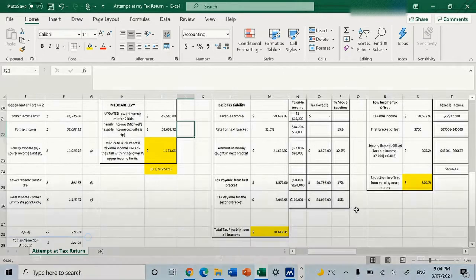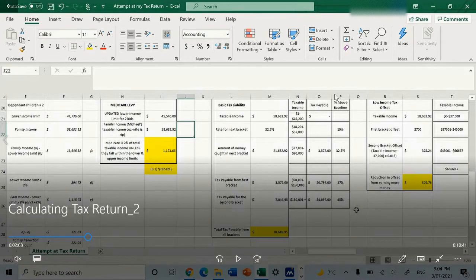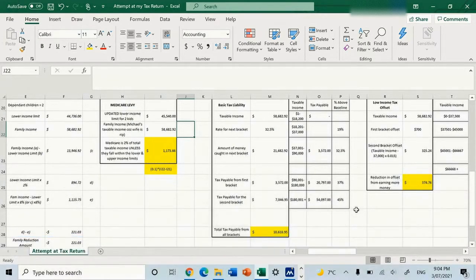So as you can see, you've got the table rates there, and they feed into here. You can pause and have a look at that. Basically it's just the money I've earned in each bracket times that rate, and then summed together at the bottom, total tax payable from all brackets.